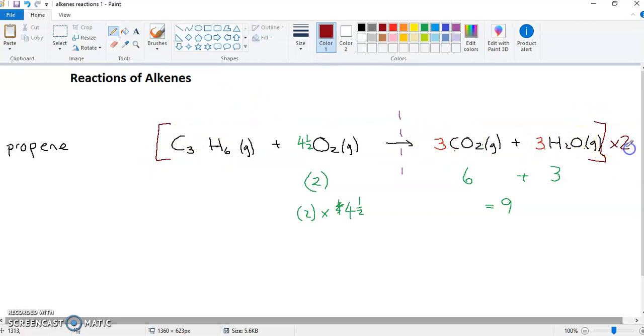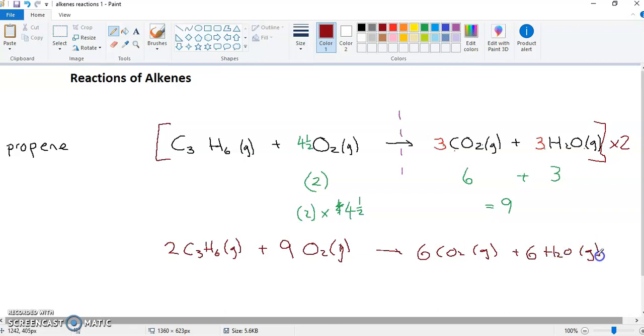So what we're going to do is times all of that by 2, and that's going to give us 2C3H6 gas, plus 9O2 gas, goes to 6CO2 gas plus 6H2O, also gas. Now when you're doing these, demonstrating the steps required to get this final balanced reaction, you are going to have to show this first, and then you are going to have to do this. If for some reason you're just able to miraculously produce this out of thin air, you're only getting the last mark for the question, which is the answer mark. So show the steps in the working out.